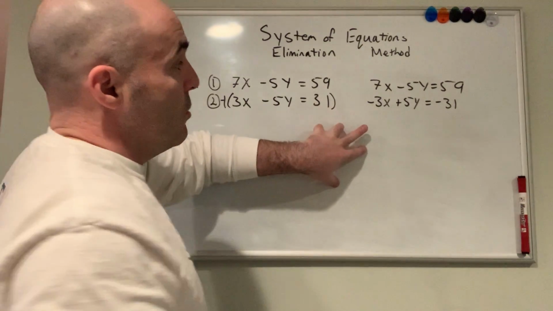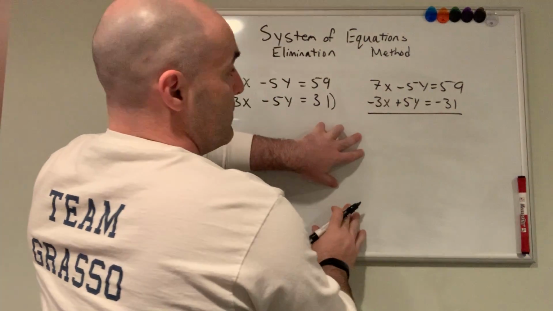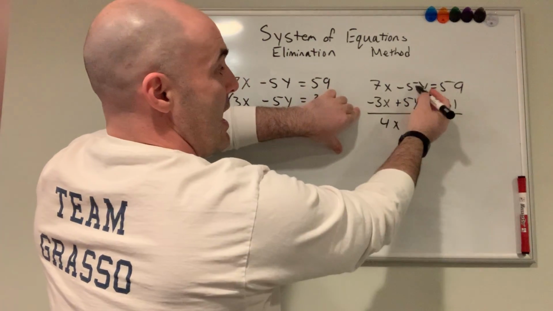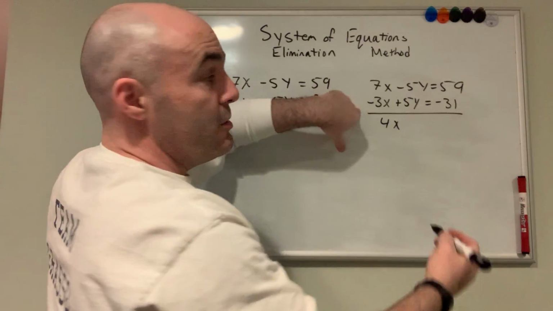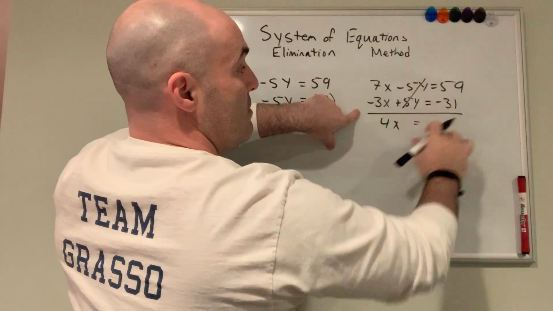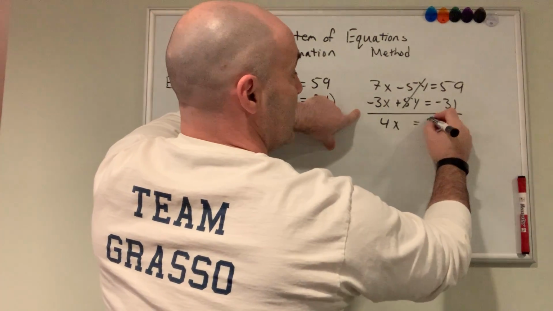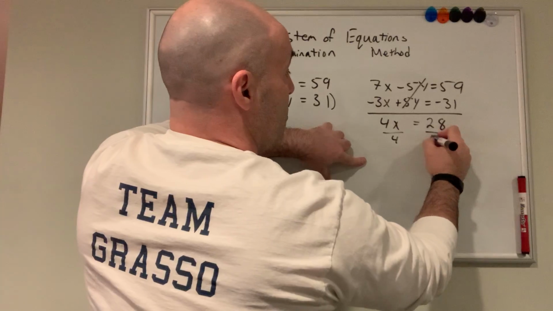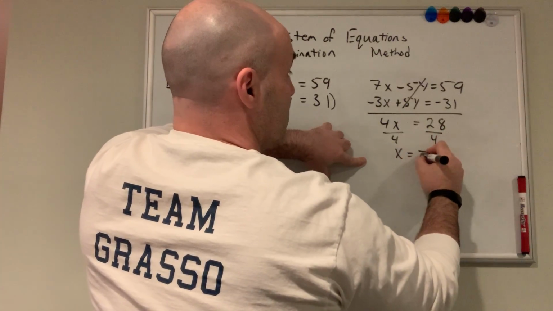Now, we're gonna add vertically at this point. 7x minus 3x gives me 4x. Anything plus its opposite is 0, so we eliminated the y. And now we have 59 minus 31, and that's gonna give us 28. We're gonna divide by the 4, so x is equal to 7.